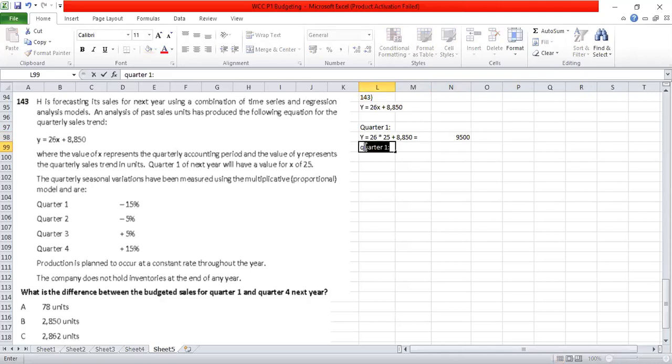Now we have to consider quarter four also. But what is the value of x is not given to us. We do not know what is the value of x. So how do we calculate this part? Because for quarter one, 25 is already given. Quarter four has a seasonal variation of 15%. Do you see that? A seasonal variation of 15% is mentioned for quarter four. So the value for x is given for quarter one as 25.